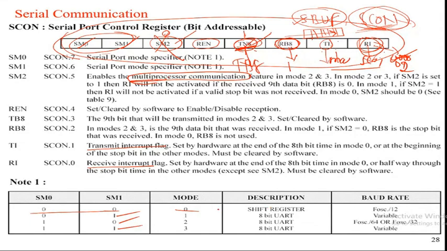11 is mode 3. See, in mode 0 we perform the serial data transfer with the help of shifting. In the remaining modes we are going to transfer the data at the same time with the help of different UARTs. Here, the last one is the 9-bit UART, and the first one is the 8-bit UART. The UART is nothing but universal asynchronous receiver and transmitter.